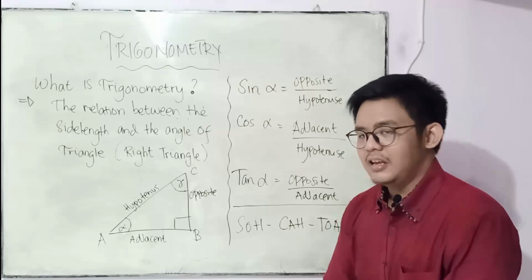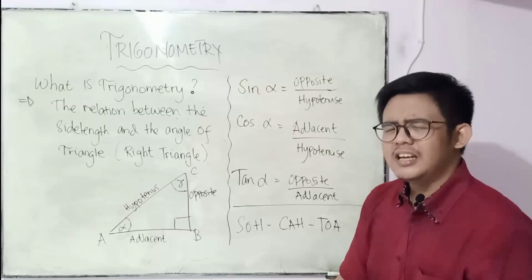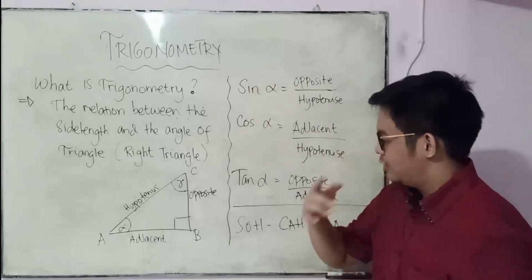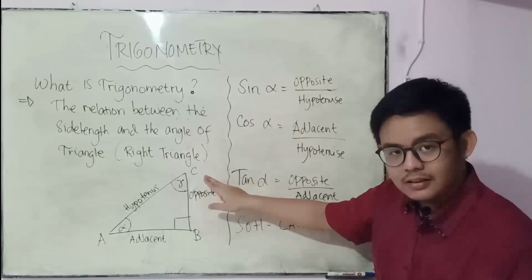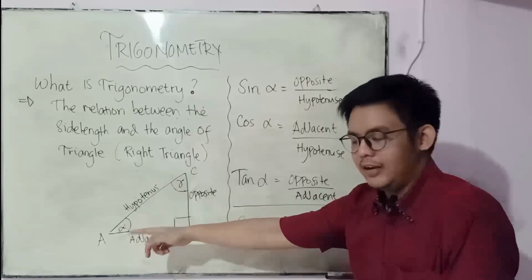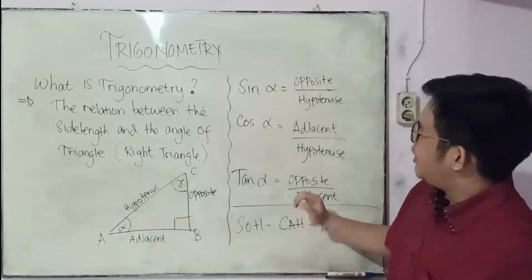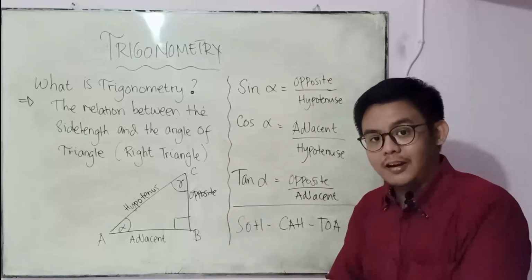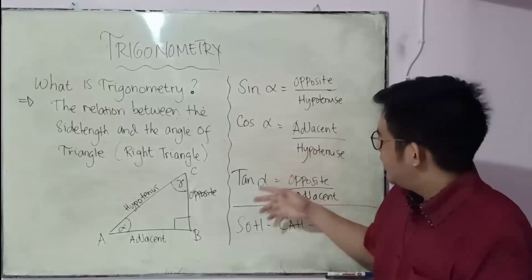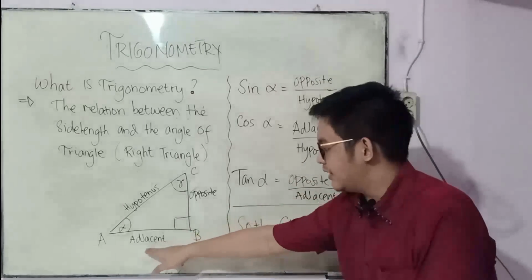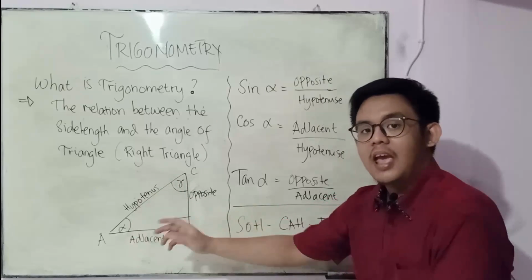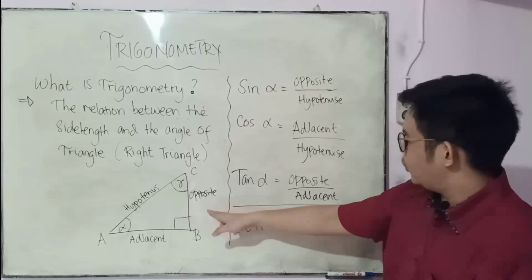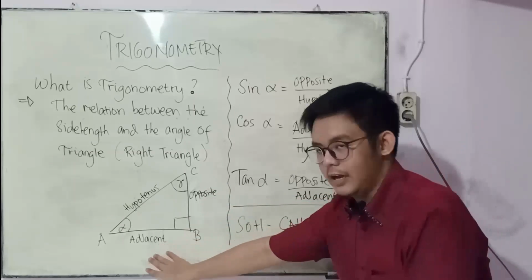What's sine A? Sine A is the ratio between the opposite and the hypotenuse. So this opposite over the hypotenuse is sine A. And then we have the cos A. What's cos A? It's cos alpha. Cos alpha is the ratio between the adjacent side and the hypotenuse side. And then the last one, we have the tangent alpha. Tangent alpha is the ratio between the opposite side and the adjacent side.